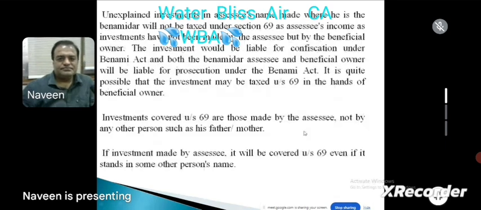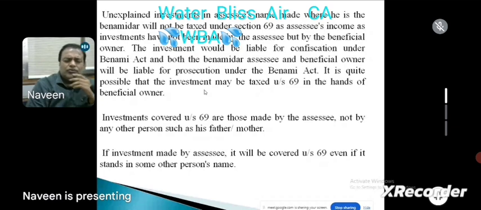Now, other features of section 69. So we were discussing your Benamidar and Benami assets. What we are saying is that unexplained investment in the associate's name, where there is a Benamidar, will not be taxed under 69. It is proved that our Gautam is the Benamidar of Kamlesh. The department says, I will not bring you to tax under the Income Tax Act, because the associate's investments have not been made by the associate but by the beneficial owner. Who has made the investment? Gautam has made the investment.